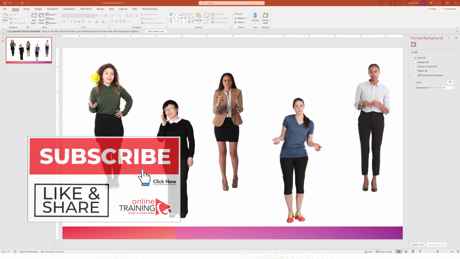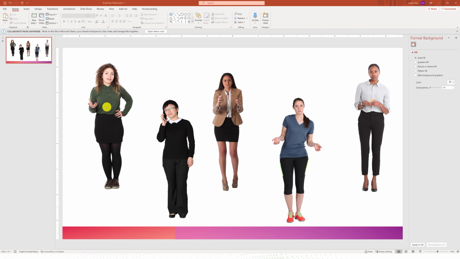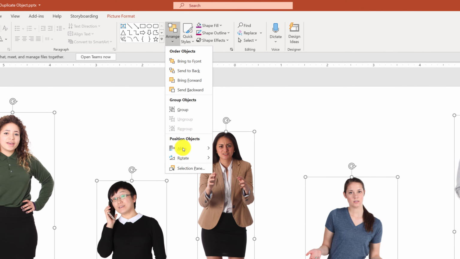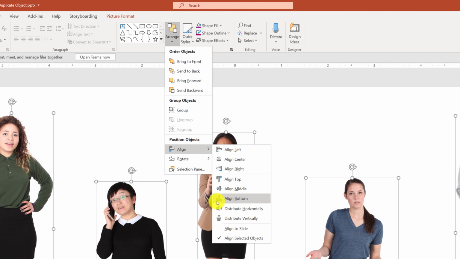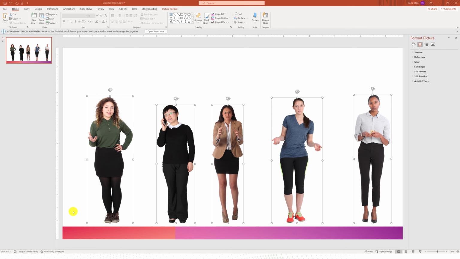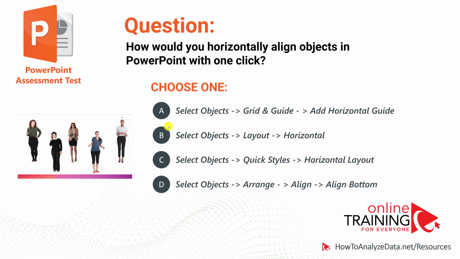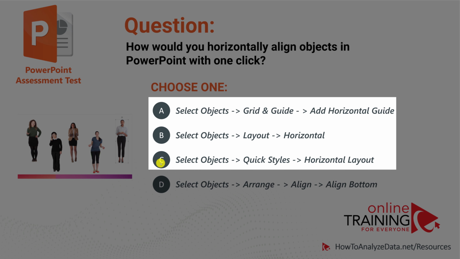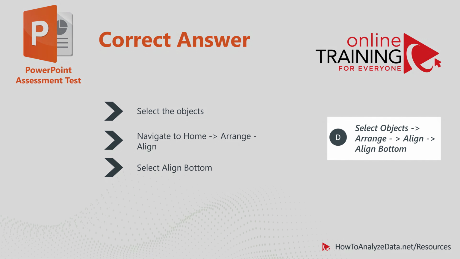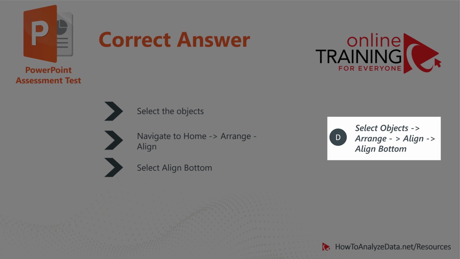Let's look at the slide that we saw in the question. To arrange objects horizontally, we need to first select all the objects, and then navigate to Arrange, Align, and then select Align Bottom. This way all the objects aligned horizontally along the bottom line. Choices A, B, and C presented in the question are incorrect because they lead to different results. Let's recap. The correct answer is D, select objects, arrange, align, and align bottom.